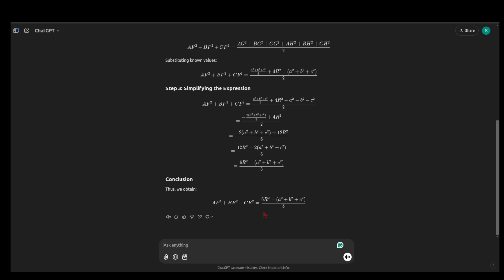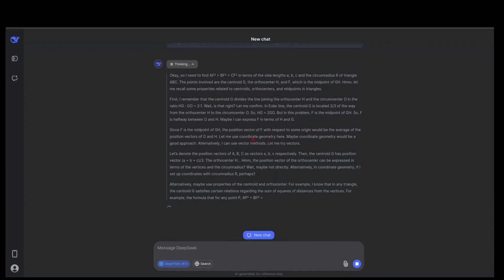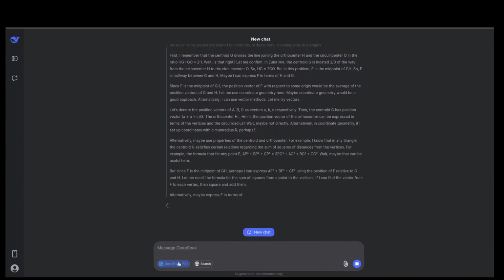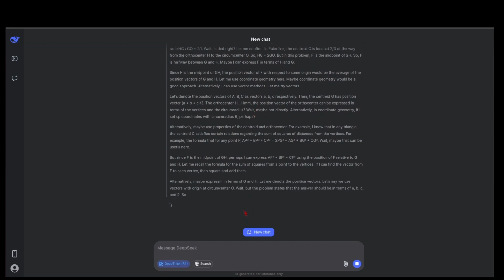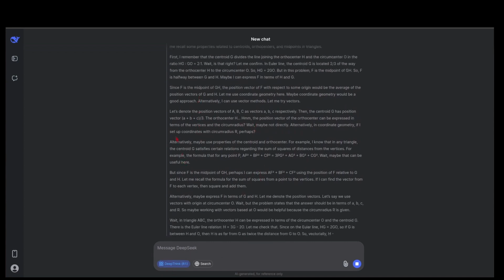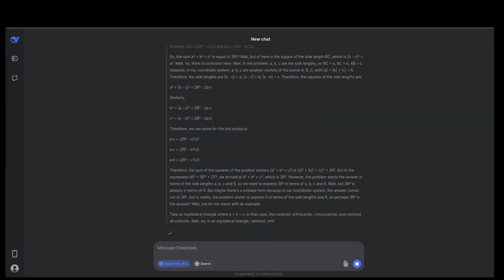So let's move on to DeepSeek and find out how it addresses this problem. Now I've given the actual math problem to solve, and let's see what it comes up with. It generally gives a lot of reasoning when we enable DeepThink R1, which I've done. So we can expect a lot of text here, but definitely it keeps saying alternatively, since O is the origin. So it once again got the answer right for this one.